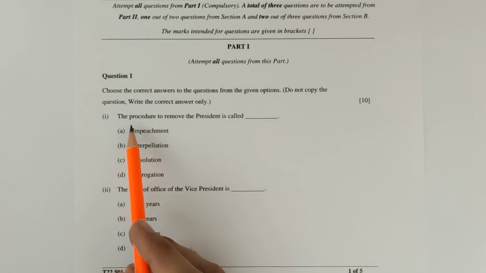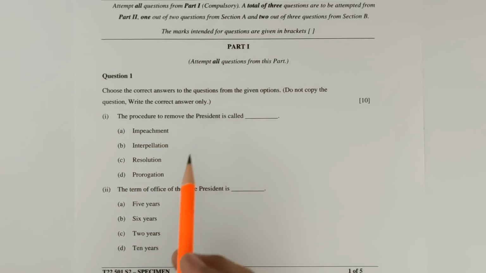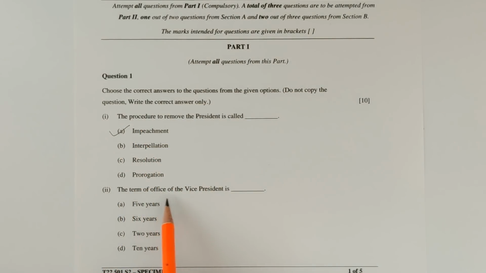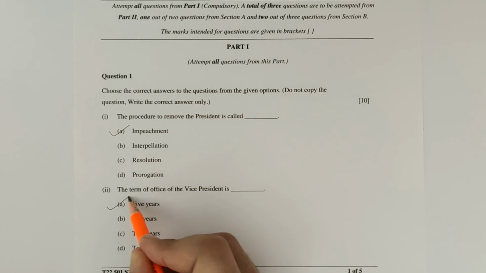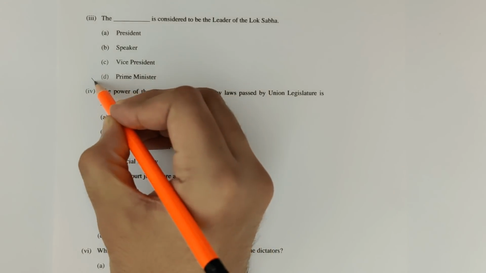Part 1. The procedure to remove the president is called impeachment. Hence, option A, impeachment, is correct. Moving on to part 2. The term of office of the vice president is 5 years. Hence, option A, 5 years, is correct. Part 3. The dash is considered to be the leader of the Lok Sabha. The Prime Minister of India is considered to be the leader of the Lok Sabha. Hence, option D is correct.